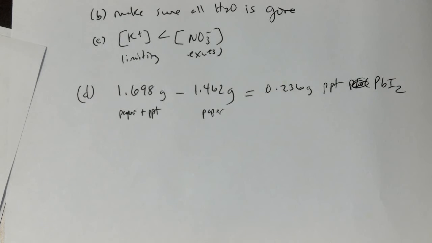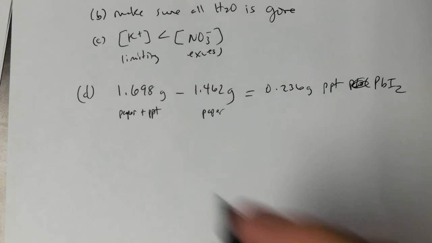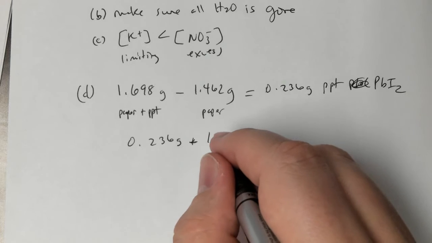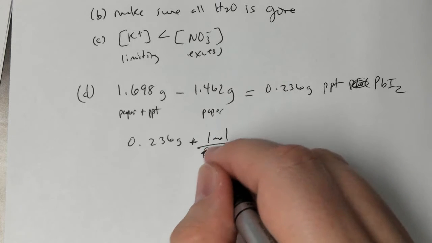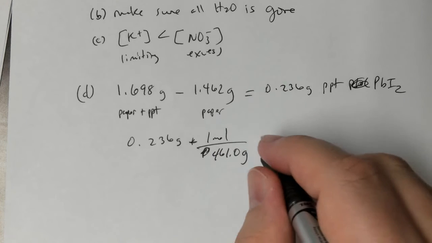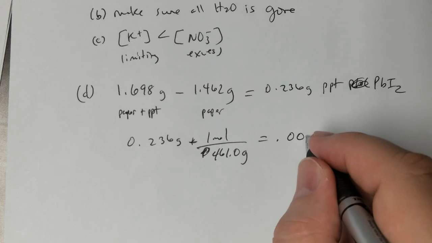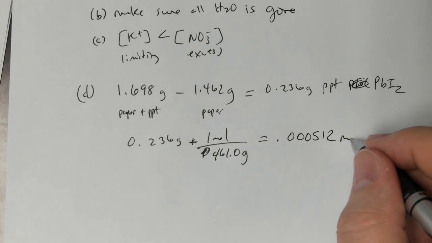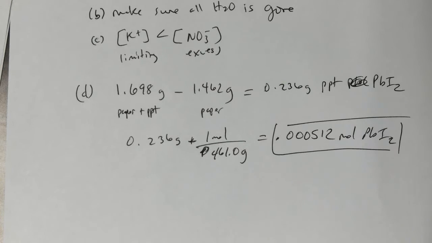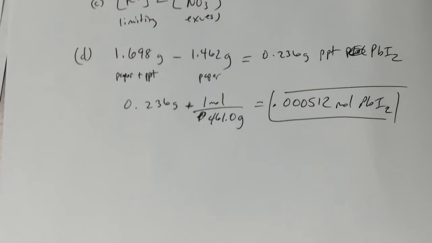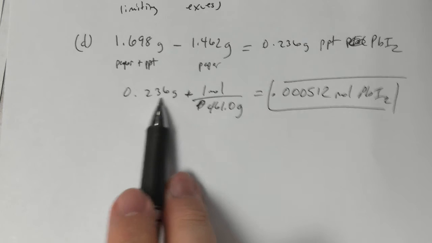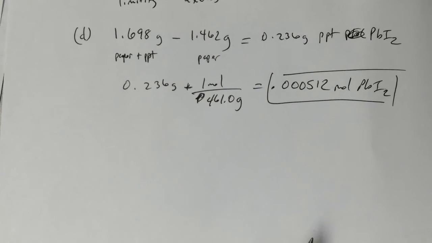Now, I didn't ask for mass, it asked for moles, so that just means we need to do a mole conversion here. 0.236 grams, 1 mole, let's see, I did this one already, 461.0, and so that comes out to be 0.000512 moles of PbI2. And you could put that into scientific notation if you want it. Remember that your lab questions will be sig fig questions, so I did keep 3 sig figs here. That's 1 point.